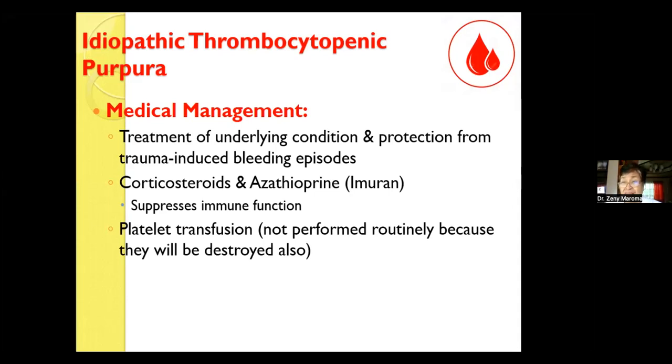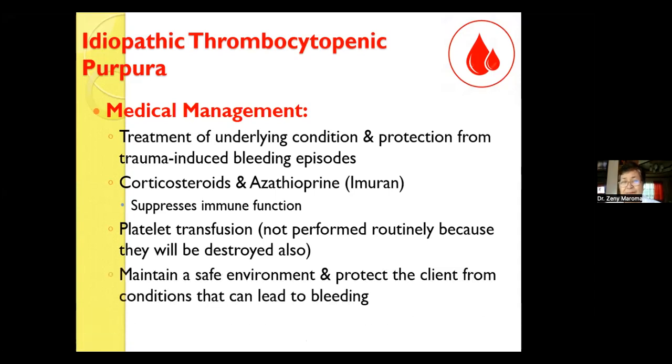Initially, bibigyan natin ng platelets. Pero isabay, bigyan natin ng immunosuppressants at bigyan natin ng corticosteroids. No? Kumbaga sabay yun. No? Hindi yung bigay ka lang ng bigay ng platelets, i-destroy din yan ng antibodies.